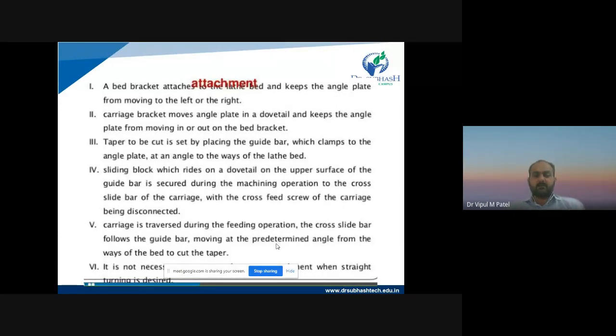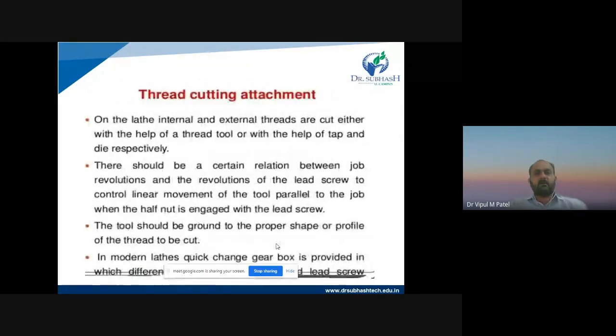Right? This is the taper turning operation, and in depth you can easily understand it when you perform the experiment and prepare a workpiece or job with the use of the lathe machine at the time of practical, right? Now, thread cutting attachment.